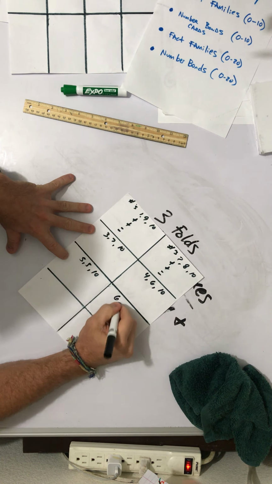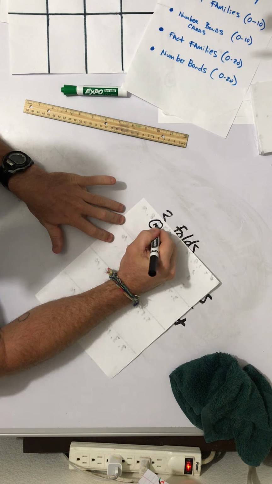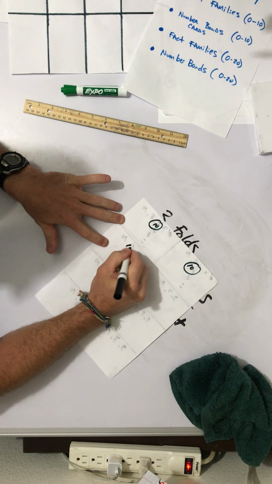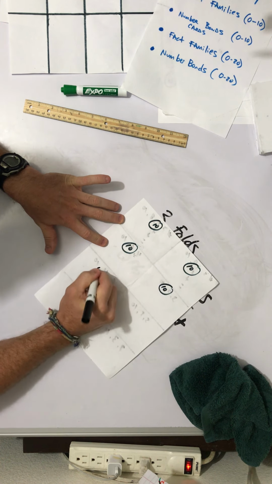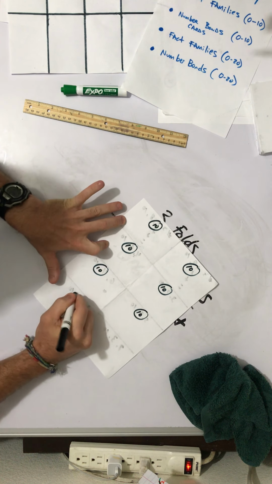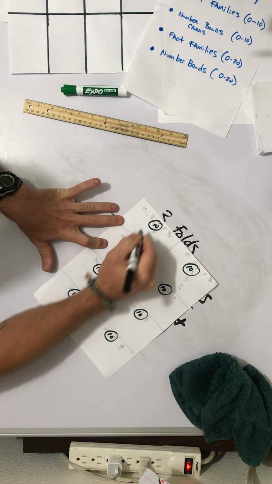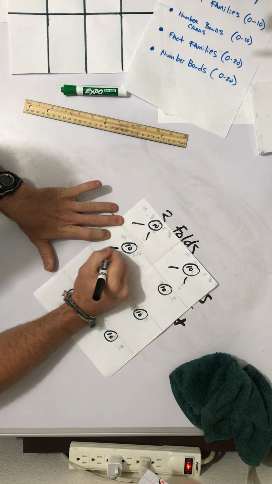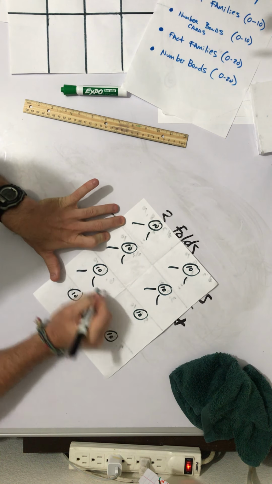Your goal is to create your 8 fact families from numbers 1 through 10. And then on the back side, let's show those number bonds. Okay, all the number bonds for 10. This is the whole. And then all of our number bonds for 10. That's what we kind of want to see.